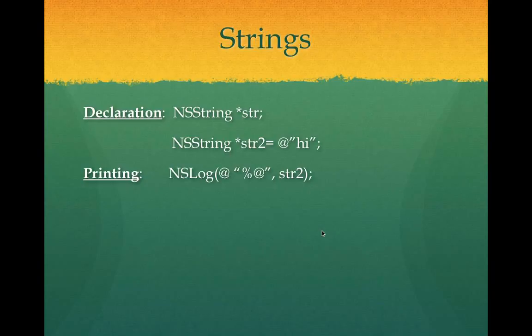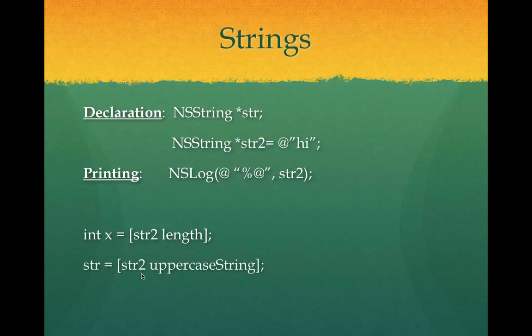Now let's see some methods that are previously declared and implemented, and we can use them in our strings. So if I want to know the length of my string, I use this method, a square bracket, the name of the string, and I simply type length. What about uppercase? Still the same, uppercase string. This is pretty self-explanatory, and all methods that are used in Objective-C do not need an explanation.